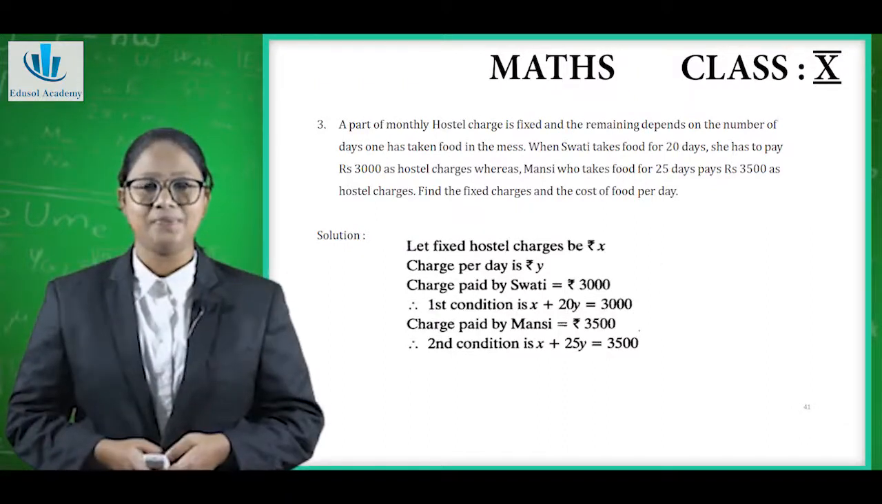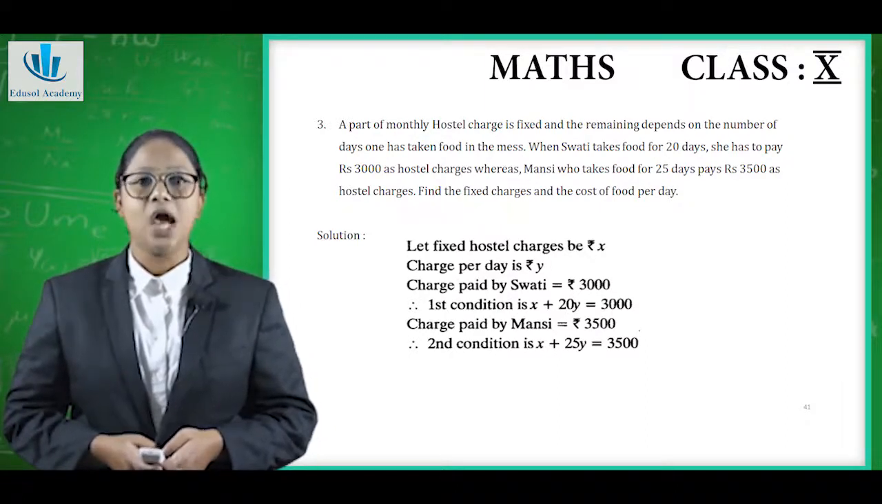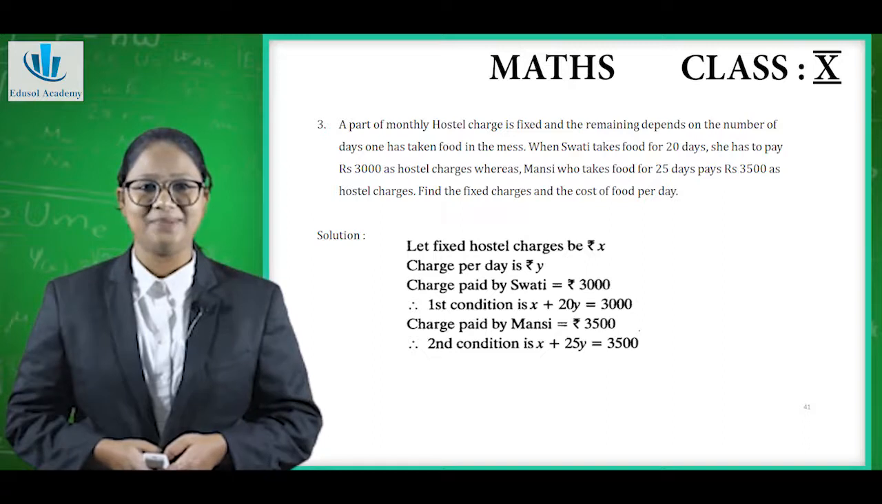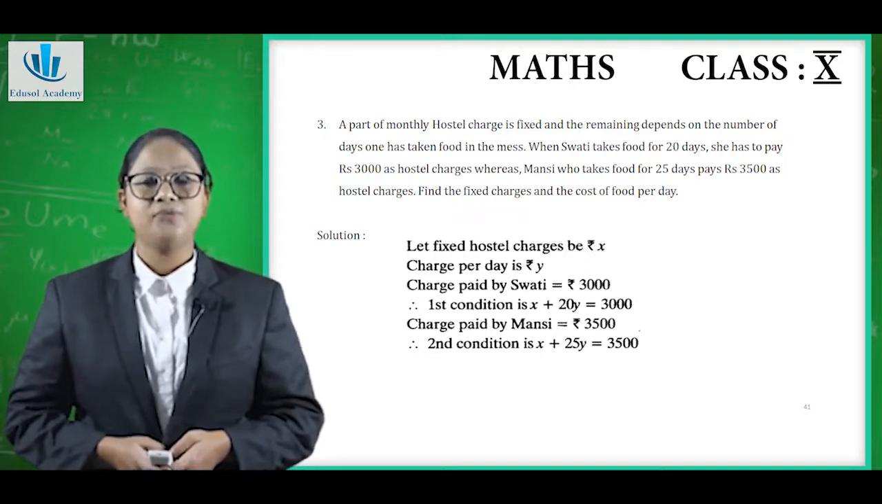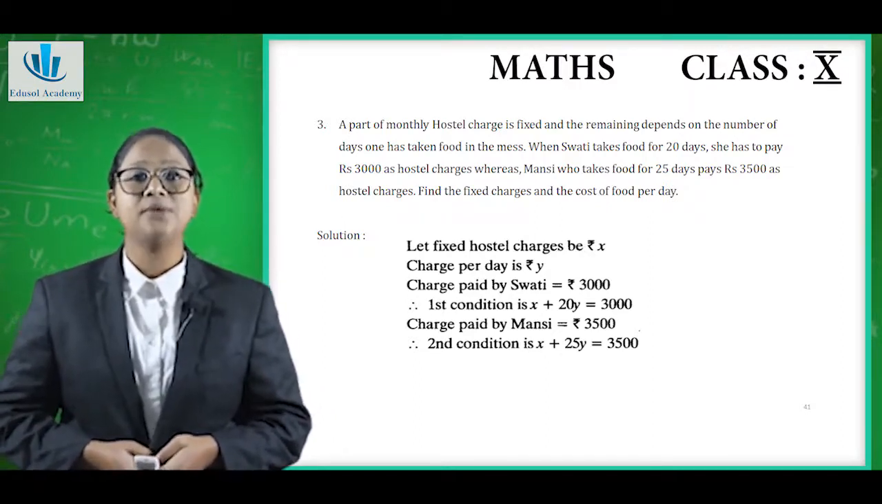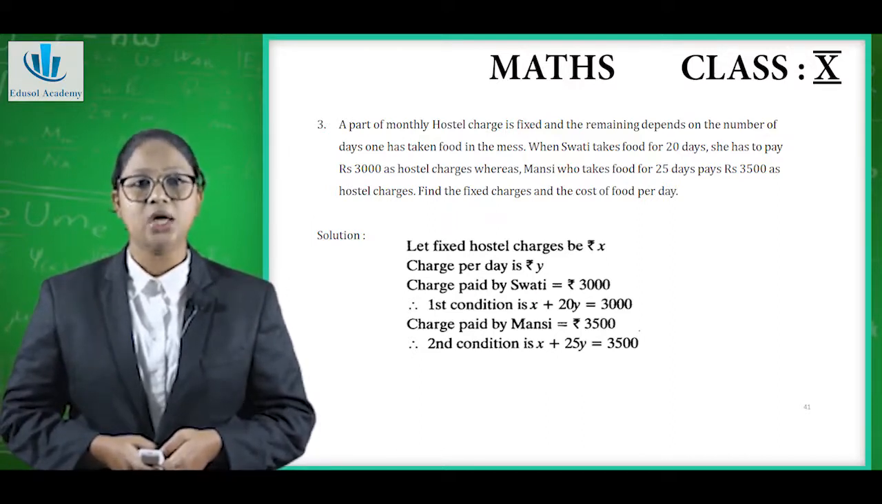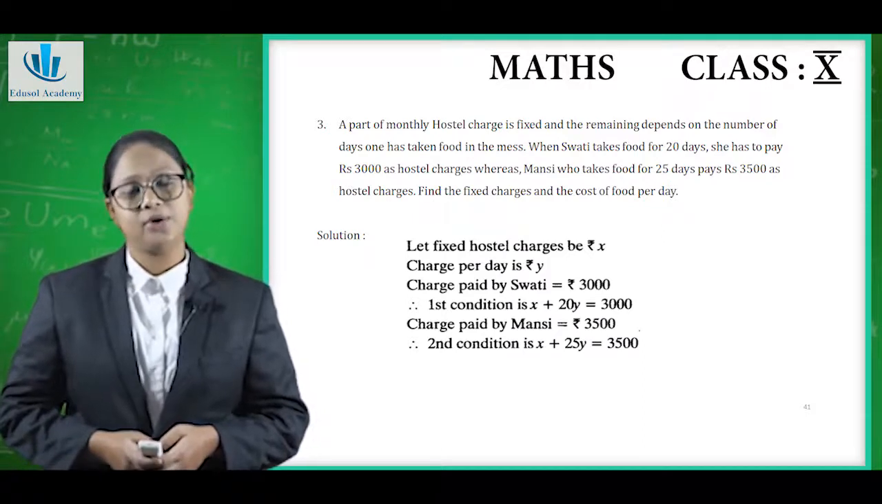Now the next question. A part of monthly hostel charge is fixed and the remaining depends on the number of days one has taken food in the mess. When Swati takes food for 20 days, she has to pay rupees 3000 as hostel charges, whereas Manasi, who had taken food for 25 days, pays rupees 3500 as hostel charges. Find the fixed charge and the cost of food per day.